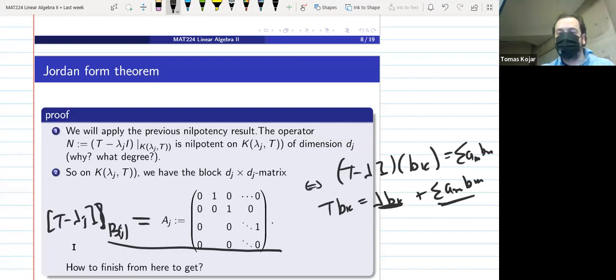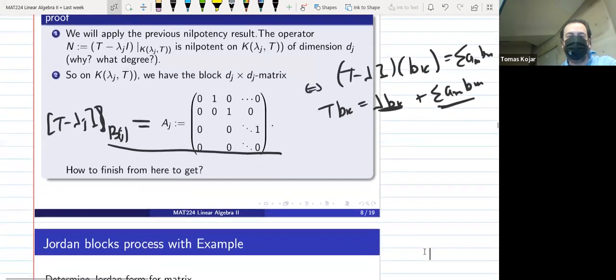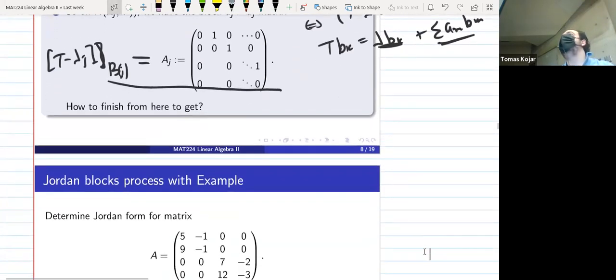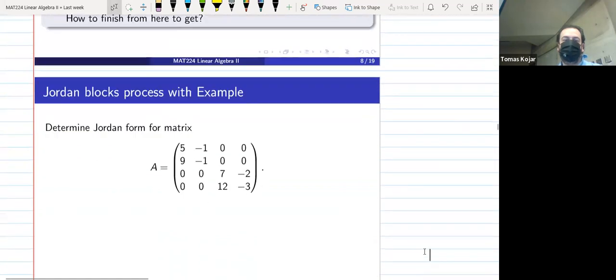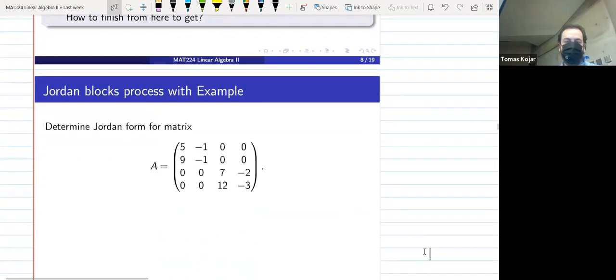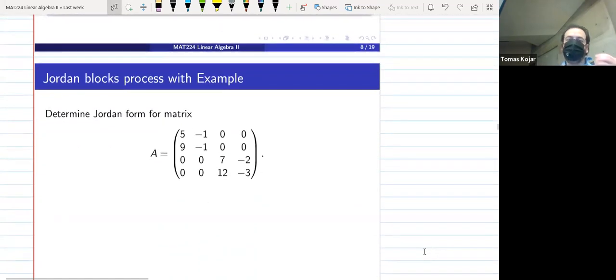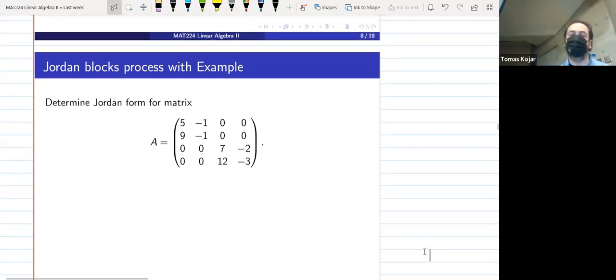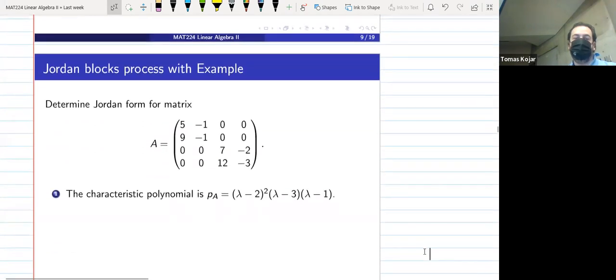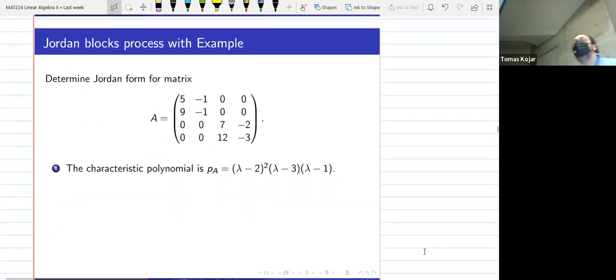All right, so that was the last proof we didn't see. We'll just do example after example after example. Let's start with the process. Here's a big matrix. It has to be a big matrix, otherwise it's boring. The number one thing you have to do is find the characteristic polynomial.